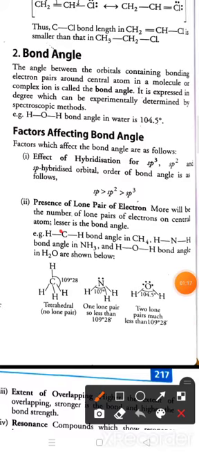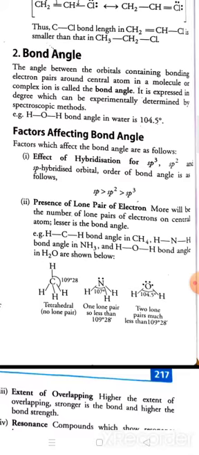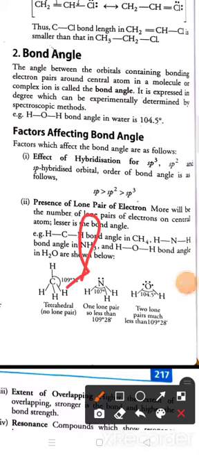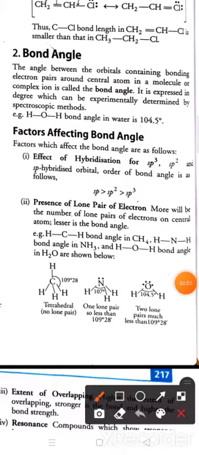sp2, that means an s orbital and two p orbitals. So in sp2 hybridization the orbitals overlap like this, and the bond angle is 120 degrees, while in sp3 hybridization the angle is 109 degrees 28 minutes. So we can see here that sp has the greatest bond angle in comparison to sp2 and sp3.